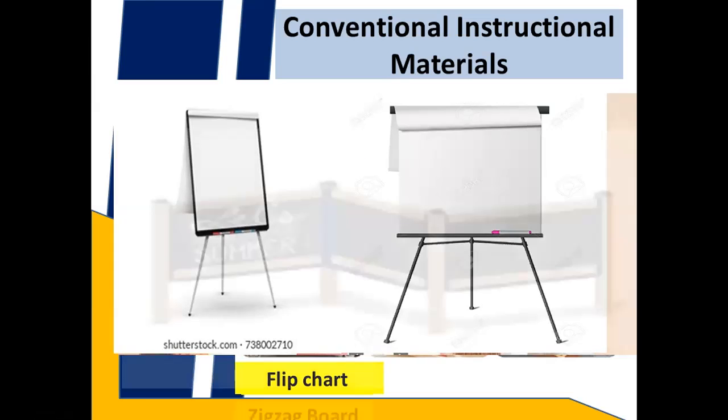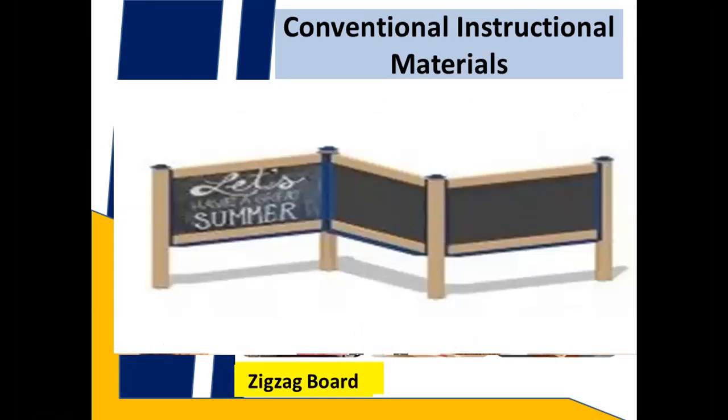Next one is the zigzag board. Are you familiar with this one? How different it is from the flip chart. Okay, if the flip chart is where you will be flipping each page, the zigzag board is actually a multi-board, a series of 3 or 4 rectangle boards joined together along the sides by hinges so that they can be easily folded up and carried.